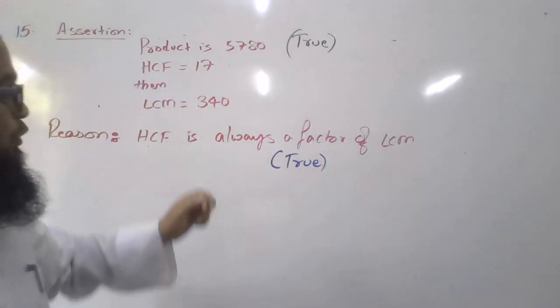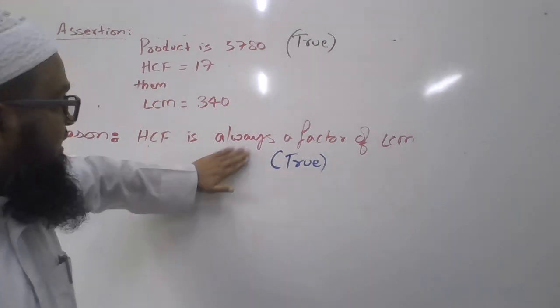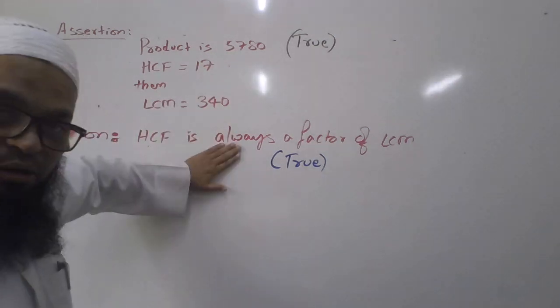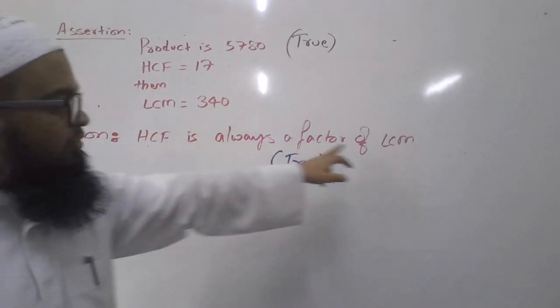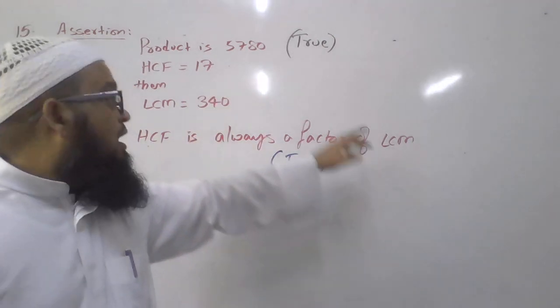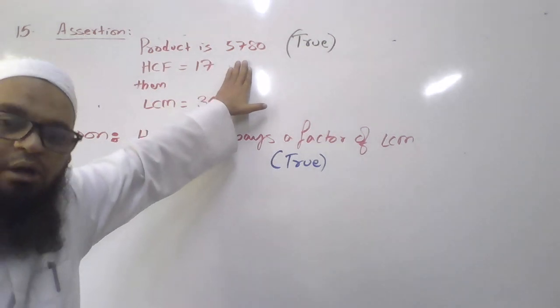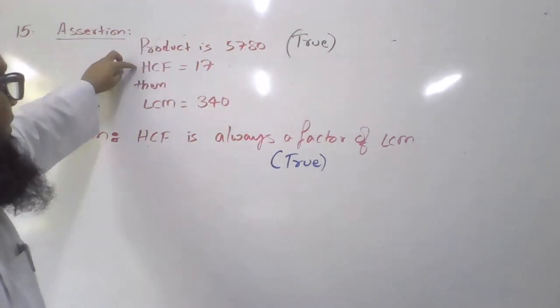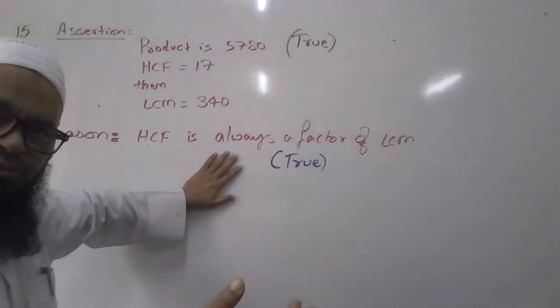We have to find out whether there is any connection between these two or not. Whether the statement is explaining the assertion or not. See, HCF is always a factor of LCM. Okay, that's fine. But is it explaining this concept? No, not at all, because it is the relation between HCF, LCM and the product of the numbers. And this is a different concept.